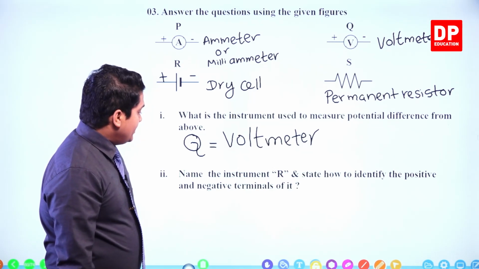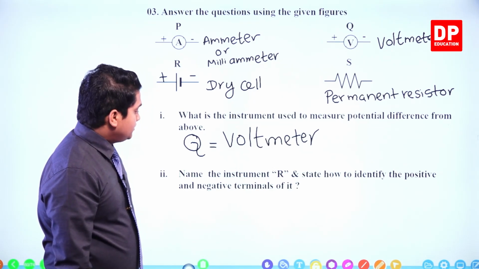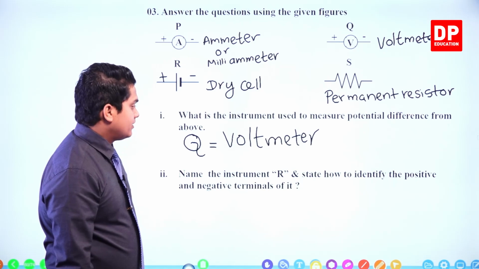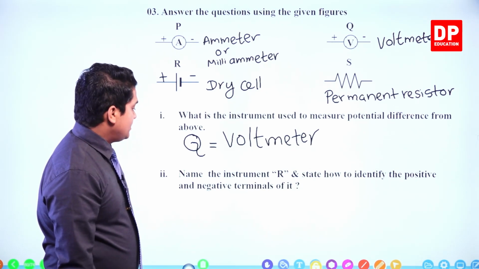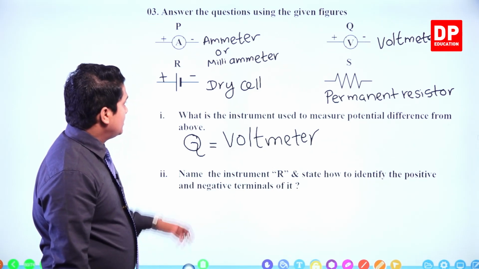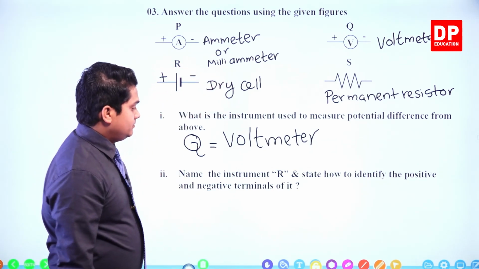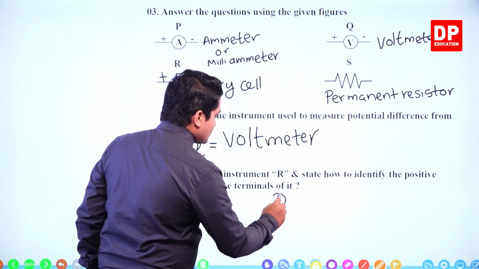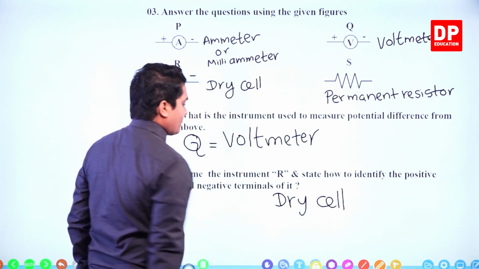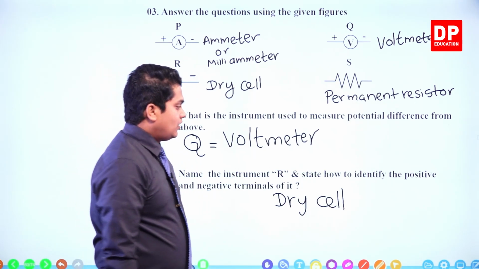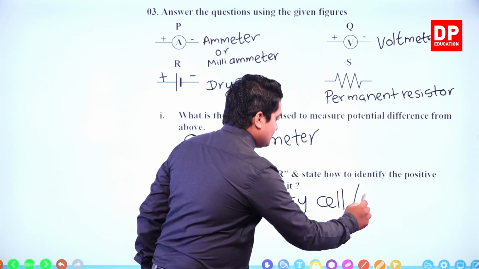Second one, name the instrument R and state how to identify positive and negative terminals of it. R is the dry cell. So our answer is dry cell. Or else battery.